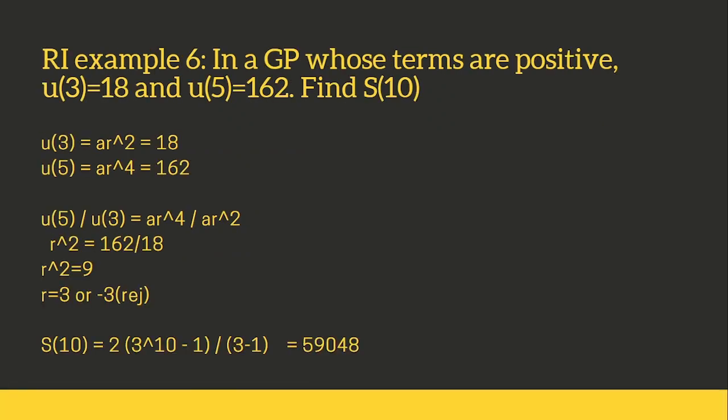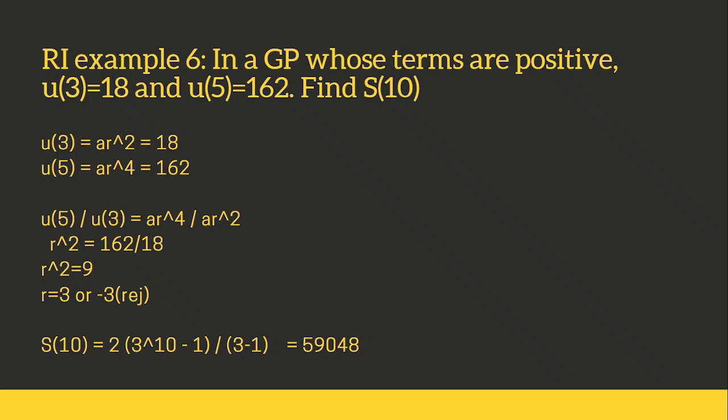So for example, this is in the GP, all terms will be positive. The third term is 18, the fifth term is 162. So find the sum of the first n terms. So you know that the third term, which is equal to ar squared, equals 18. Then the fifth term is ar to the power 4, equals 162.